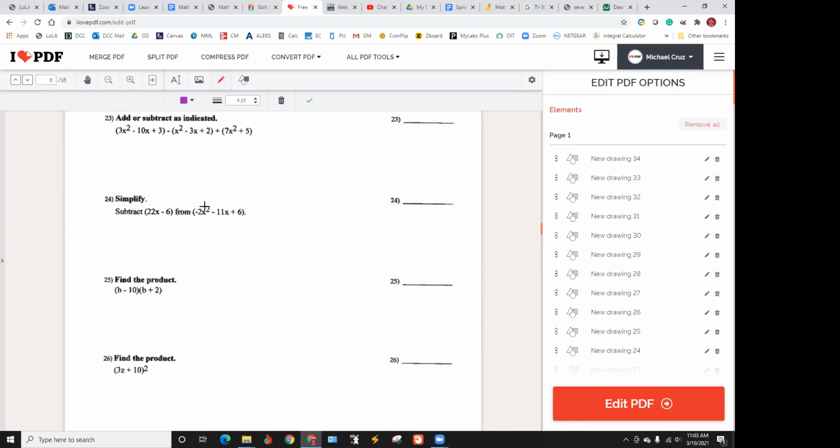All right. So remember, adding and subtracting is just collecting like terms. If it's adding, then we don't need to change the signs of these. But if it's subtracting, we got to change the signs of everything that's being subtracted. So what I'm going to do is drop the parentheses, and after we apply our subtraction, we're going to collect like terms.